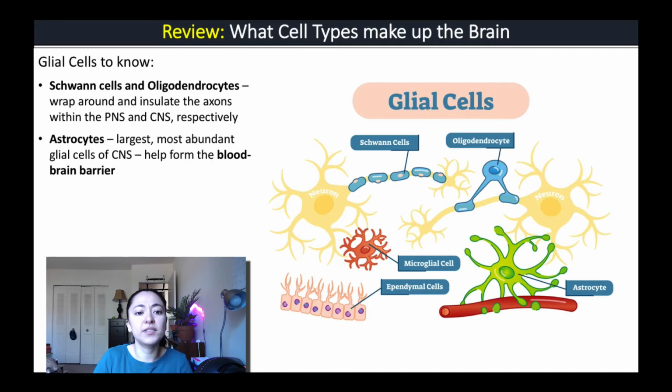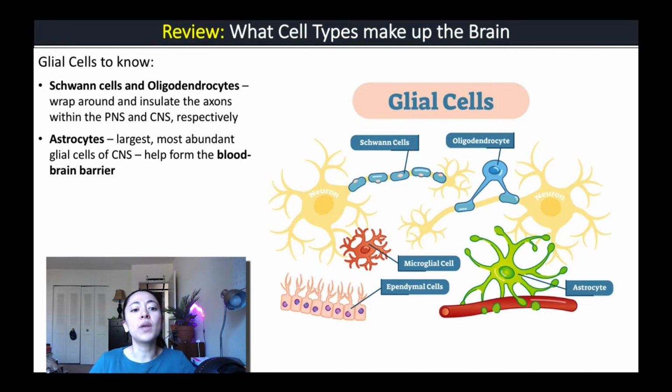The next type of cell you should know are called astrocytes. Astro means the shape of a star. Astrocytes are the largest and most abundant glial cells of the central nervous system. They help form the blood-brain barrier. We will talk about the blood-brain barrier more later in this chapter.